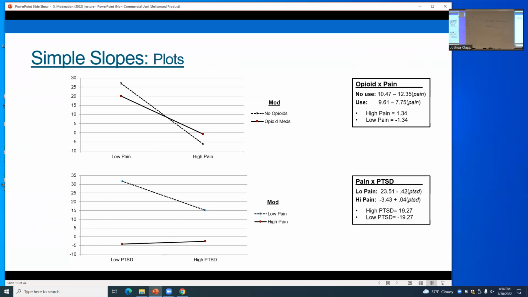Here, this is kind of a unique thing. Think about how we're always looking at strength of associations.